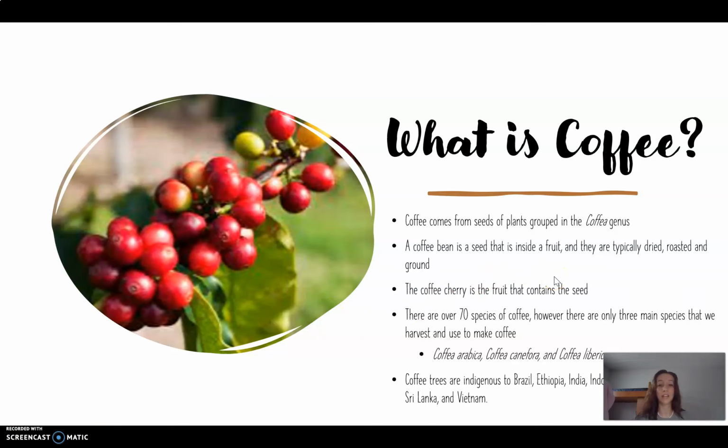The fruit that contains the seed is called a coffee cherry. There are over 70 species of these coffee trees. However, there are only 3 main species that we use, which is the Arabica, the Canephora, and Liberica. The Canephora and Liberica are under the Robusta species. The coffee trees are indigenous to Brazil, Ethiopia, India, Indonesia, Mexico, Nepal, Guatemala, Sri Lanka, and Vietnam, but it is said that they were first discovered in forests in Ethiopia.